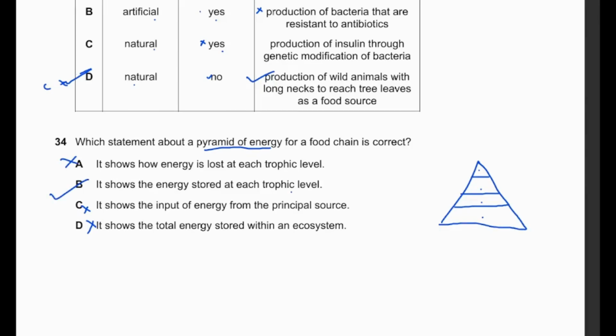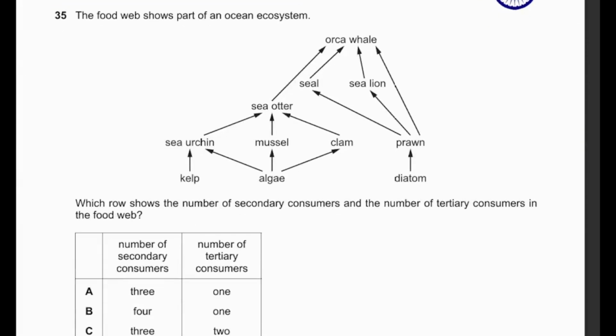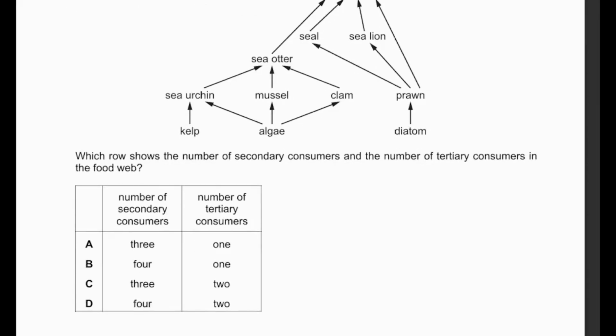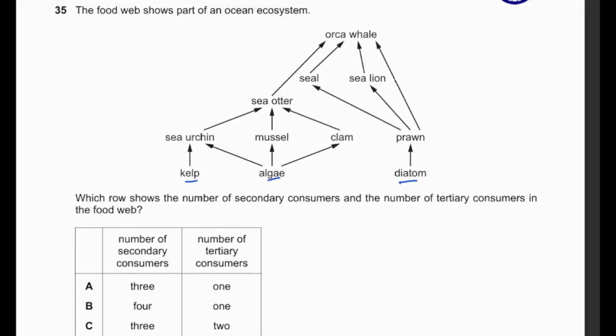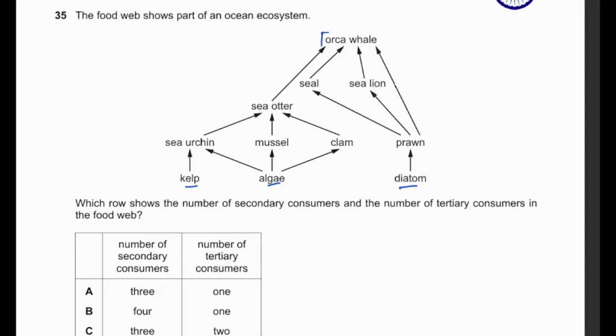Okay. Moving to the 35th question. 5 more questions to go. The food web shows part of an ocean ecosystem. Then we have 3 producers here, kelp, algae and diatom. On top of this, in the hierarchy, we have orca, whale. The ultimate predator. Now which row shows the number of secondary consumers and the number of tertiary consumers in the food web? Number of secondary and tertiary.